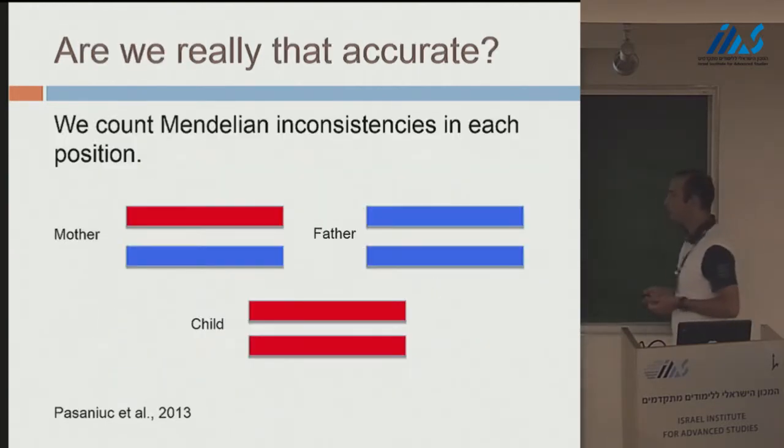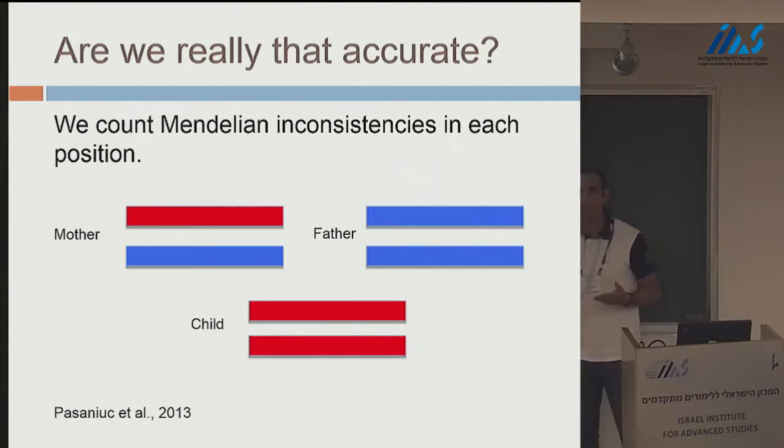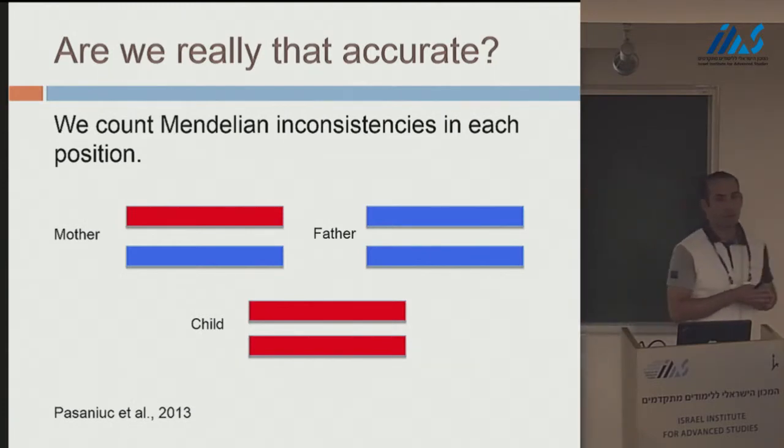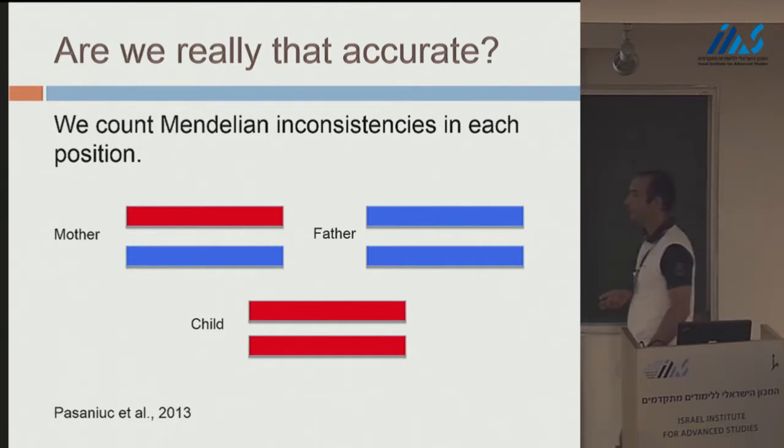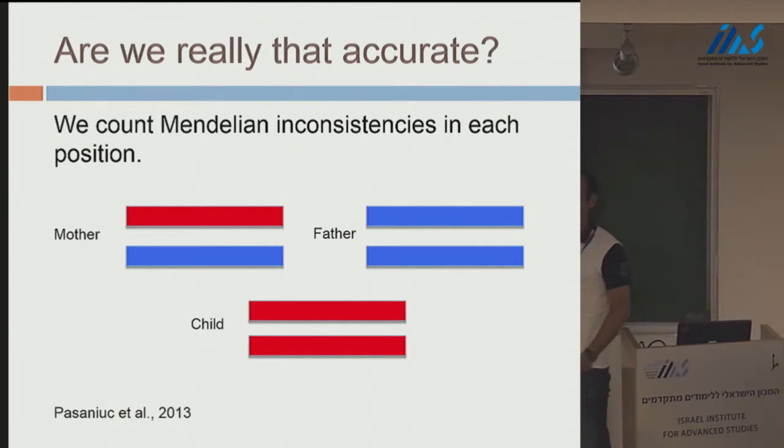And a couple of years ago, we decided to see if we can have a different type of validation. What we did is we took the asthma data that I showed you before. They have trios: mother, father, and child. And you could give these algorithms only the parents, or only the children, and see if they have an agreement.